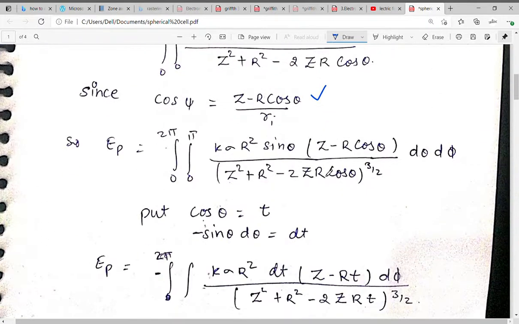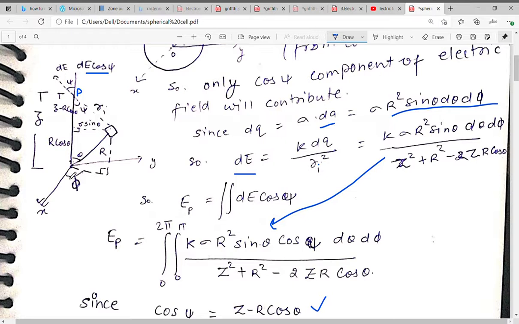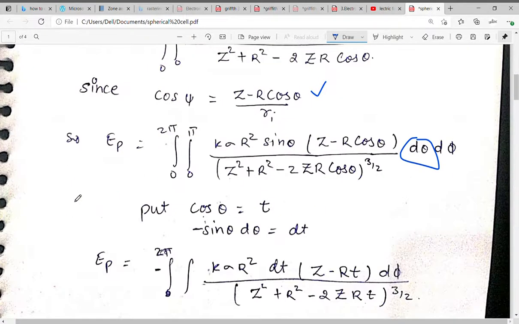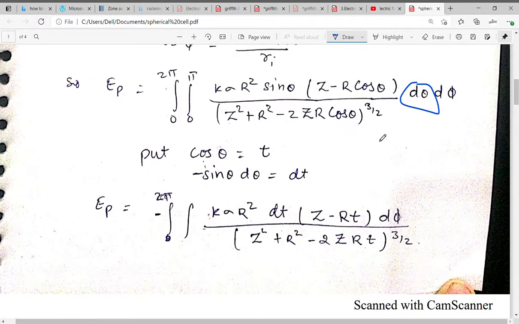You can say we know that in the spherical shell the angle theta would run from 0 to pi, and phi will run from 0 to 2 pi, that is a circle, and this is 0 to pi. Okay, so put this expression, we got this expression.